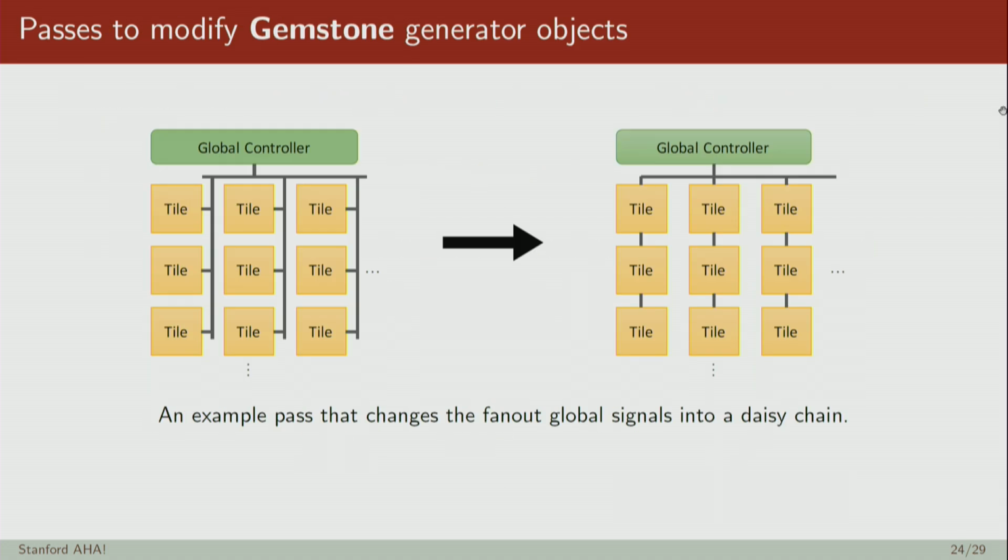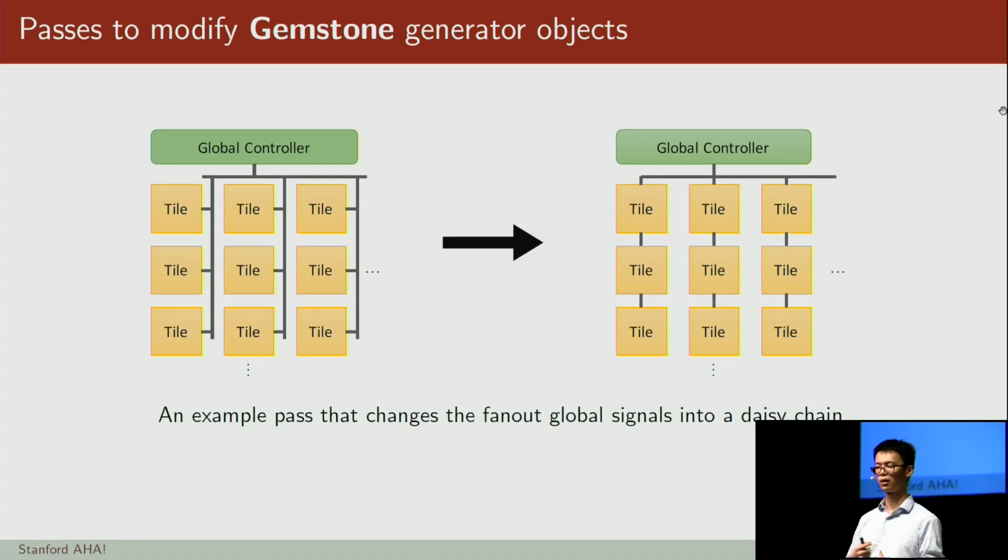And just to help you understand how the passes work in the Gemstone framework, on the left, we have the global fan-out design. What we can do in this transformation is to remove all the wires first and add additional ports to each tile, and then chain those tiles together in a daisy chain fashion. So this is just an example to show that a pass that keeps exactly the same logical description will make a huge difference in the physical design, especially from a timing perspective.